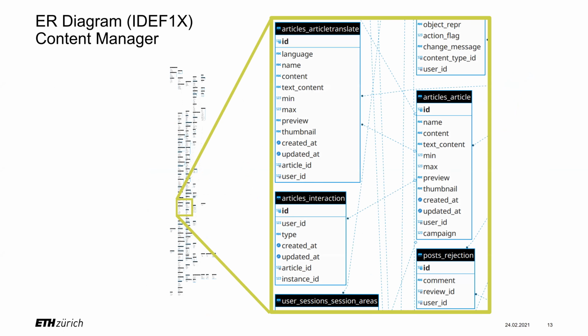And here we can see a diagram of the database of one of these services. Basically, we have many tables within each database of each of the individual microservices within the ecosystem.